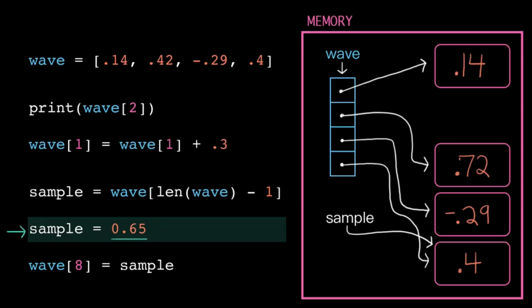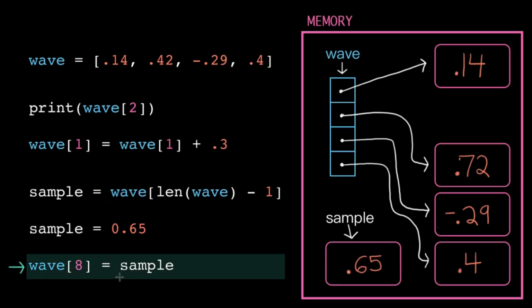It's just a standard variable assignment. So we allocate a new chunk of memory, store the float 0.65, and then move the variable sample to point to this location. Important point, notice that this does not affect the list wave. At index 3, our little directory up here still points to the value 0.4. We only moved the pointer for sample.